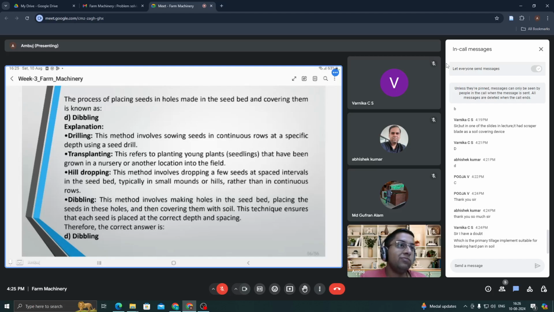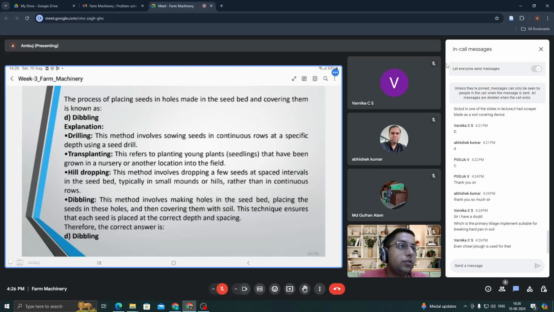Have I clarified your doubt, or if you still have any doubt, please do ask me. Yes, even a chisel plow can be used for it. Definitely, any type of plow can be used for it. But if the hard pan has been there for a lot of years and we want to remove it, then we go for the subsoiler only, because it can go to a large depth, rather than our conventional plows, even the mold board or chisel plow.